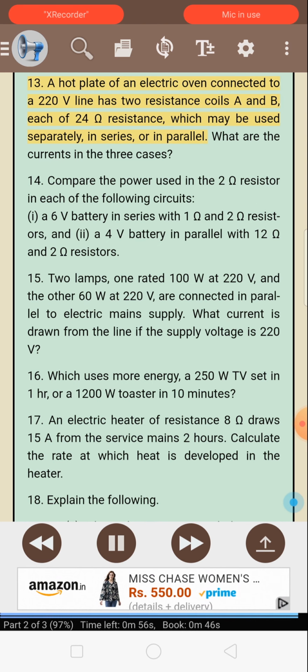13. A hot plate of an electric oven connected to a 220 volts line has 2 resistance coils A and B, each of 24 ohms resistance, which may be used separately, in series, or in parallel. What are the currents in the 3 cases?